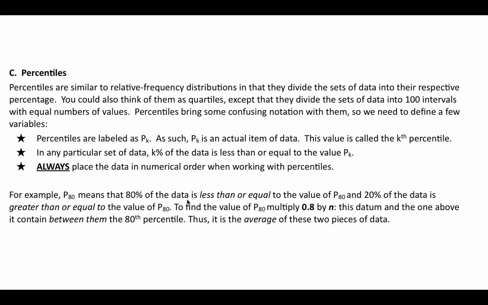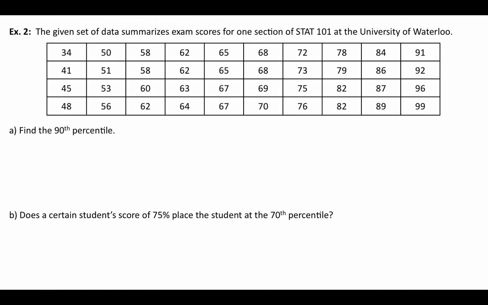So here we go. We're going to do an example right now where we have some scores for one section of Stat 101 at the University of Waterloo. All right, so we've organized our data, starting here with our lowest data point, 34, and snaking our way up all the way through to our highest data point, which is 99. And we want to say, for these 40 scores, it's 4 times 10, 40 scores, let's find the 90th percentile.